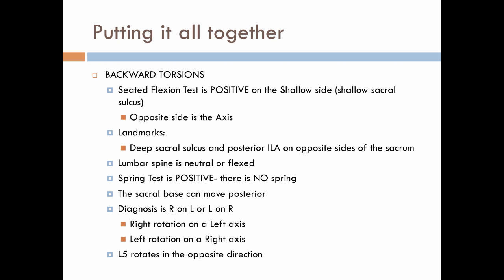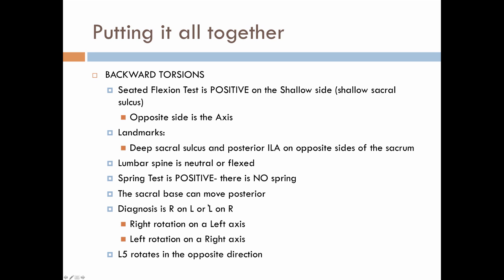Now, when we look at the spring test, because the sacral base is stuck posterior, there is no spring felt, so it is a positive spring test as opposed to the negative spring test in the forward torsions. The sacral base can move posterior but cannot move anterior. So our diagnoses here are going to be right on left or left on right.